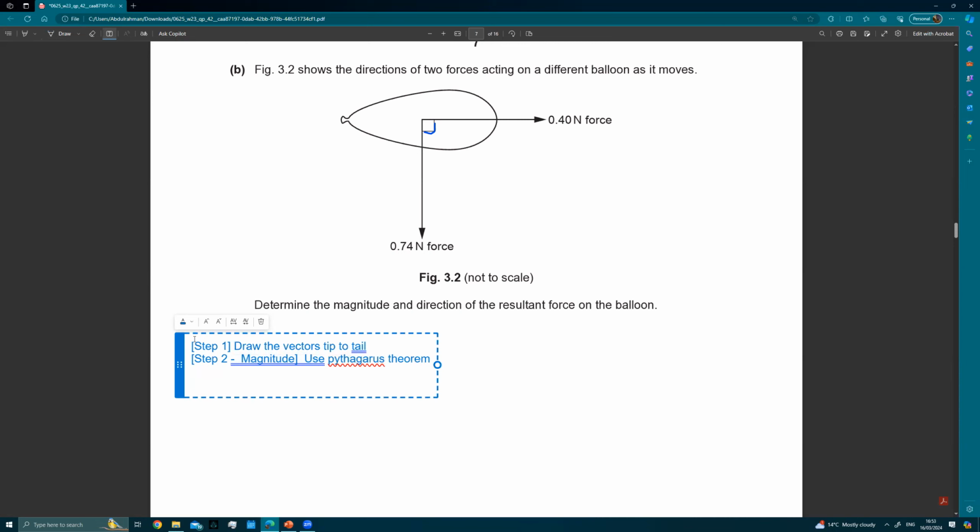Wallah, I don't have to spell. Okay, and then step 3 is for the direction. You're just going to have to use tan inverse. We'll talk about all of these later. So let's just do step number 1.